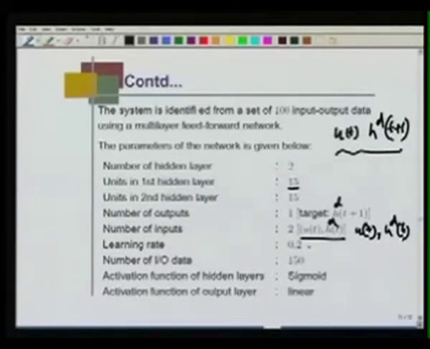So, we have fixed the learning rate to be 0.2, the number of input output data is 150, the activation function for the hidden layer is sigmoidal, and the activation function of the output layer is linear. So, we have two hidden layers. They are sigmoid and the output is linear, but you can select your own architecture and do the same thing. In fact, this can be easily done using a single hidden layer and an output layer with sigmoidal activation function.